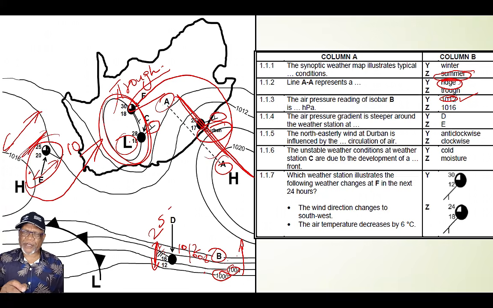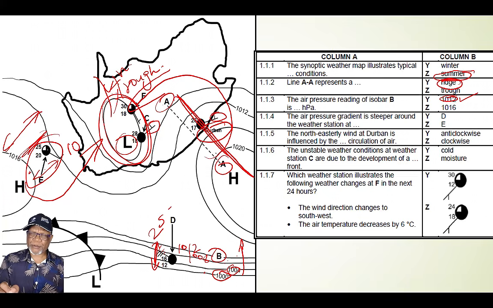So what do we have? This is a trough, and what do you call this trough? We call it a moisture front. It's a moisture front where line thunderstorms are going to develop. So the question is, the northeasterly wind at Durban is influenced by the circulation, anti-clockwise or clockwise?